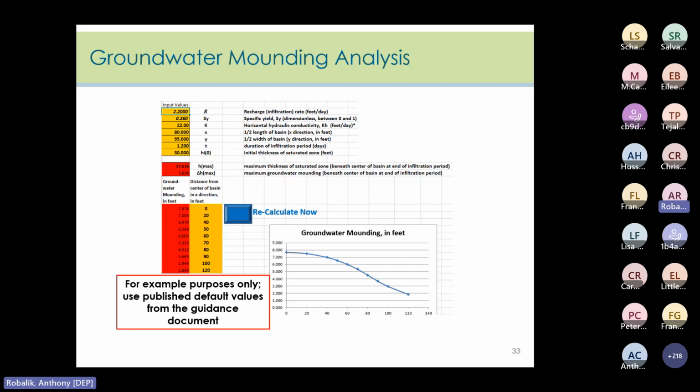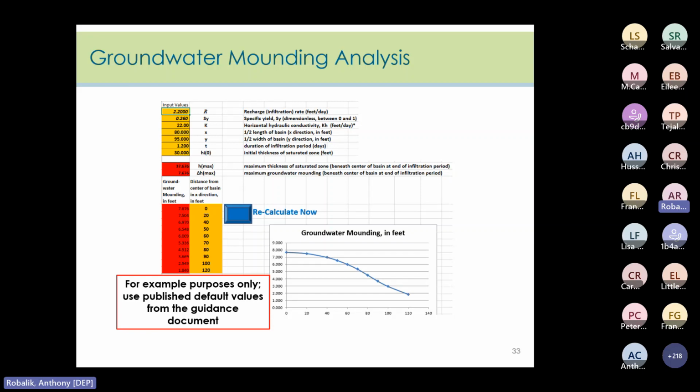So they have pretty good infiltration rates here, especially with soil replacement. But if we go through what they did, they have 2.2 feet per day as the recharge rate. They used 0.26 for specific yield, which is on the high side. Horizontal conductivity is 22, that's 10 times the vertical conductivity.